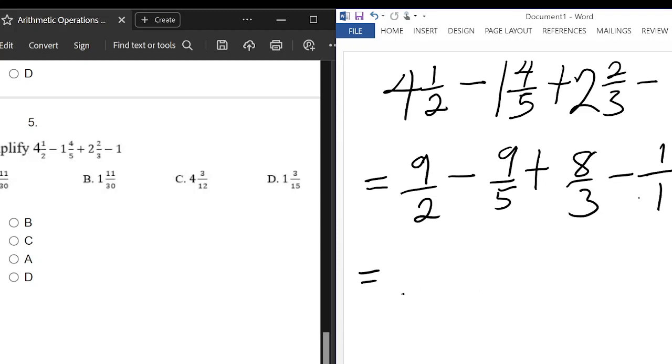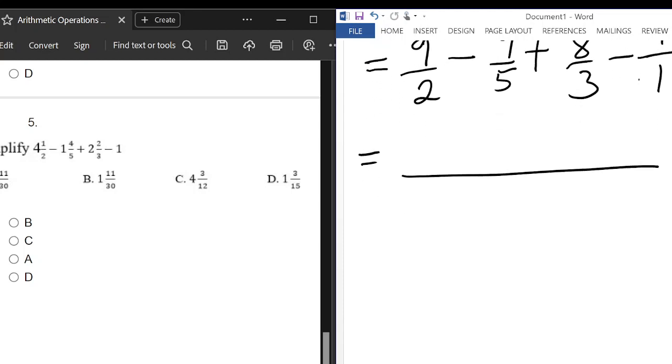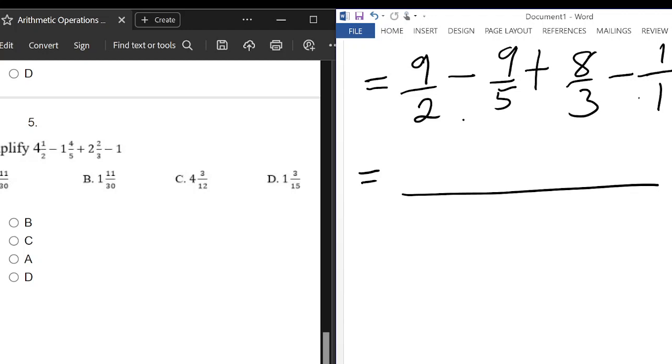Find the LCM again. What's the LCM of 2, 5, 3, and then 1? You do the same thing. So what we're going to do, just multiply the three numbers together. 2 times 5 is 10, times 3, that is what? 30. 30 is the LCM. So 30 divided by 2, 15. So 15 times 9, that gives 135 minus 30 divided by 5, that is 6, 6 times 9, and that is 54. Plus 30 divided by 3, that is 10. Plus 8 times 10, that is 80. Minus 1 in 30, that is 30. Times 1, that is 30.